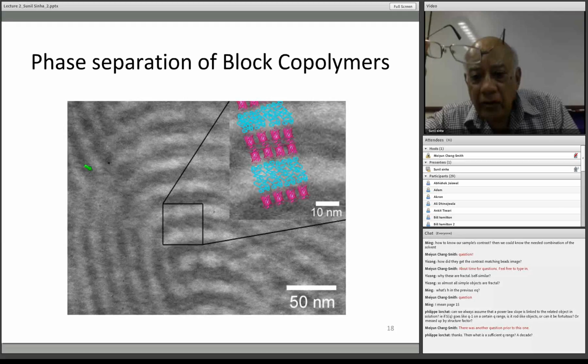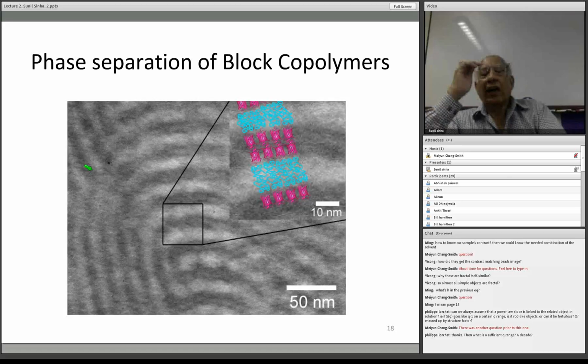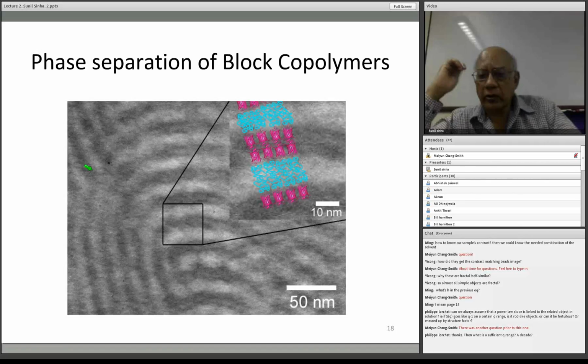Sorry, I'm missing your questions. What is a sufficient Q range? A decade? Yes, a decade would be good. Sometimes you can cheat and even use slightly less than a decade, but I would say a decade is a good range to consider an object as a fractal over that range. Are there some other questions?